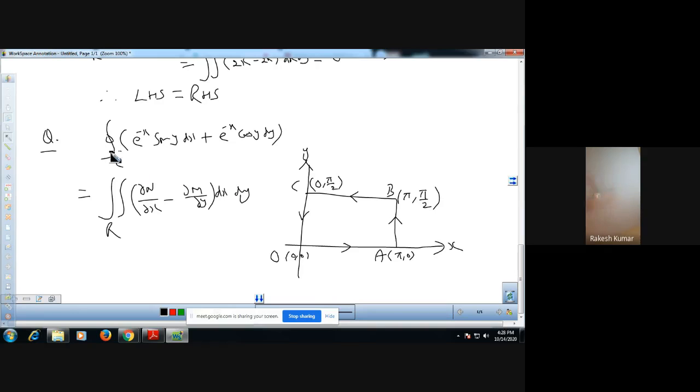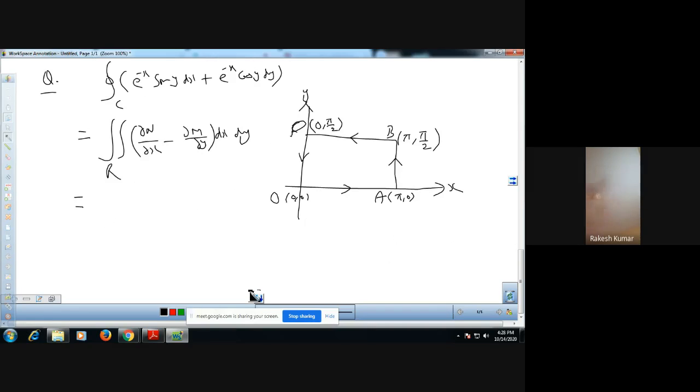If you want to evaluate the left-hand side, the total curve C has already been taken, so we change this name to P. The total curve C includes 4 straight lines: OA, AB, BP, plus PO. You will evaluate along all these 4 straight lines and sum up all the integrals. You will be able to get the value of the left-hand side. But this is a different question. This is to evaluate, so you will evaluate the right-hand side only.